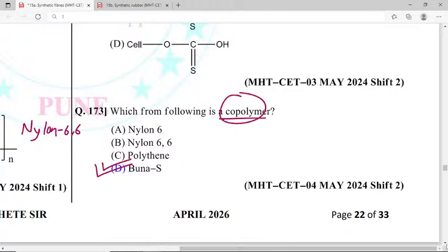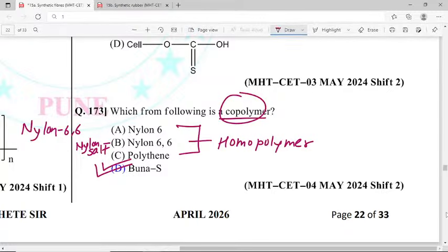And the remaining are all homopolymers. These are the homopolymers. Nylon 6,6 is the nylon salt, so due to the nylon salt, it is a homopolymer. Always remember. Yes, Buna, yes.